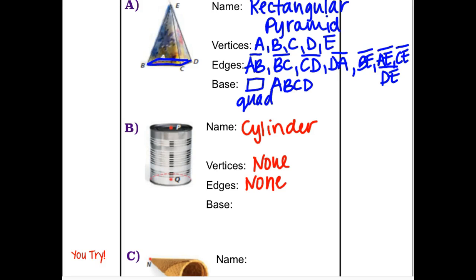And then we've got two bases. We could say the word circle. If you want to abbreviate it, you can make a circle with a dot in the middle. You can't just leave it without the dot, because otherwise it looks like an O. So then we have circle P and circle Q.